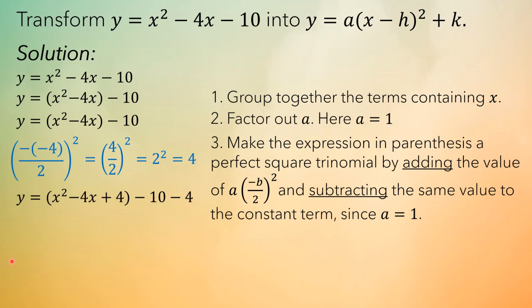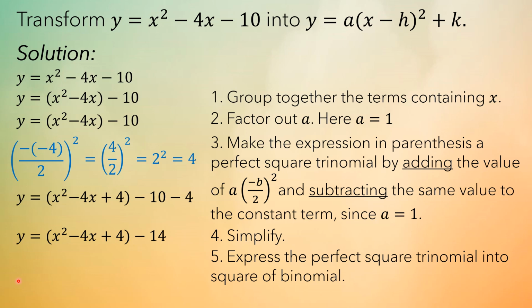So, magiging y equals x squared minus 4x plus 4, minus 10 minus 4. Again, yung nakuha natin kanina ay pinlus natin para maging perfect square trinomial and minus natin sa constant na negative 10. So, fourth step is to simplify. So, magiging x squared minus 4x plus 4. So, negative 10 minus 4 is negative 14.